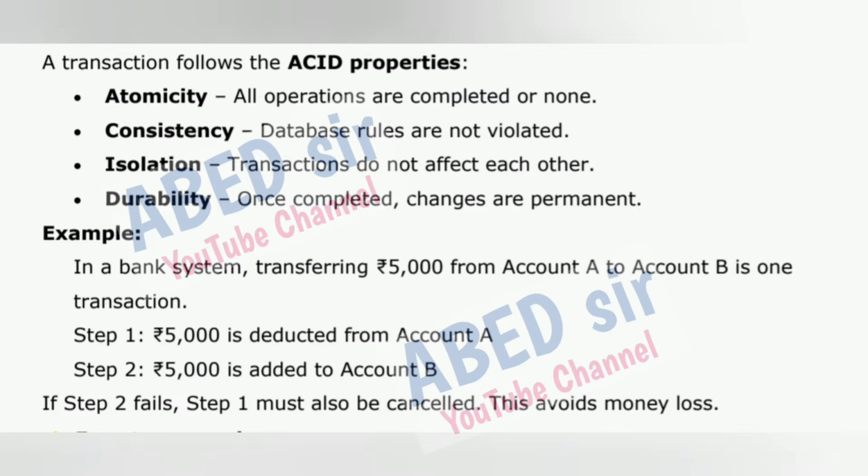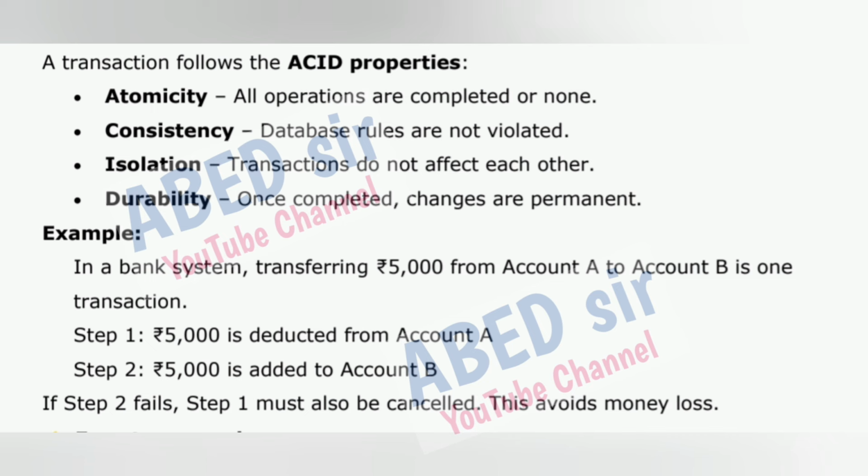A transaction follows the ACID properties. Atomicity: all operations are completed or none. Consistency: database rules are not violated. Isolation: transactions do not affect each other. Durability: once completed, changes are permanent.